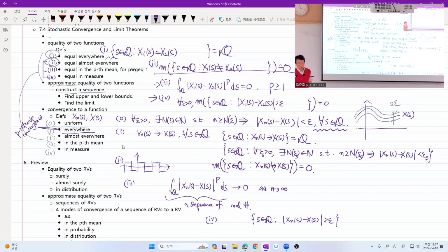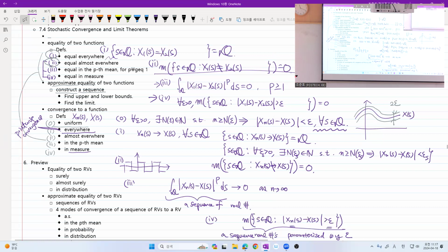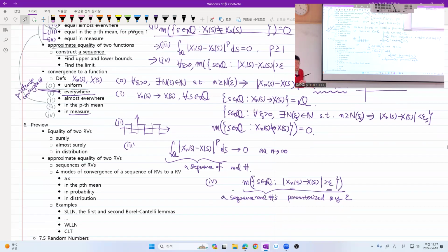And then since we talk about the convergence in measure, we take the Lebesgue measure of this set if the domain is the real numbers, and see what this is now. This is a real number, right? But it's parameterized by n and epsilon, right? So it's a sequence of real numbers parameterized by epsilon. So for each epsilon of your choice, you now construct a sequence of real numbers.